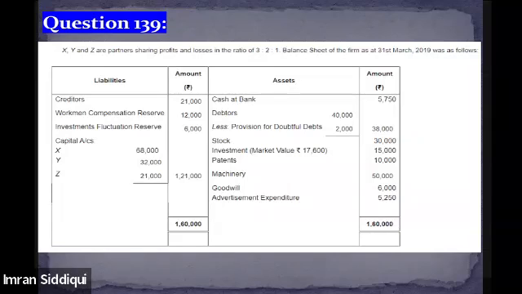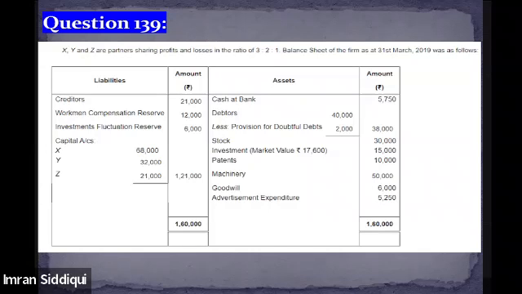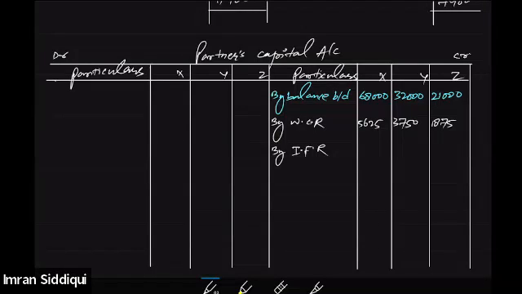The amount of investment fluctuation reserve was 6,000. So this can be easily distributed among the partners: 3,000, 2,000, and 1,000. All right, is it clear, everybody? Is it clear, yes or no?